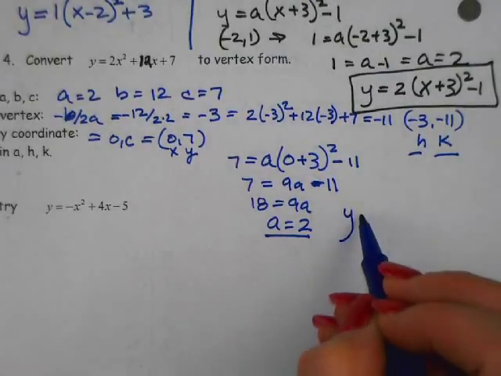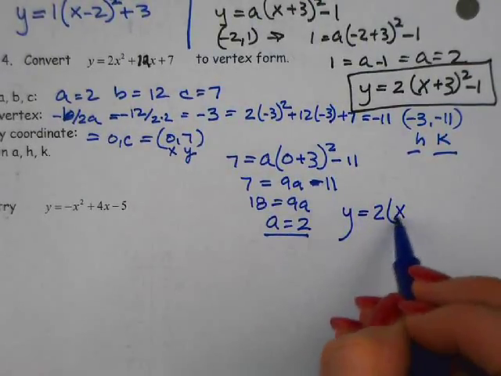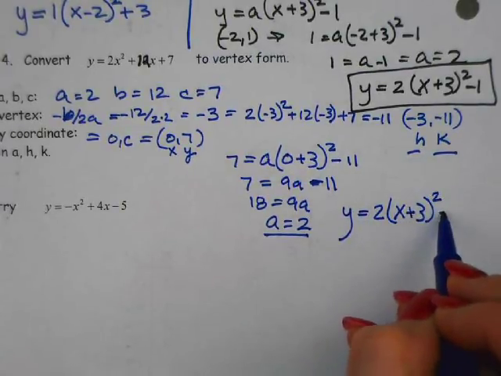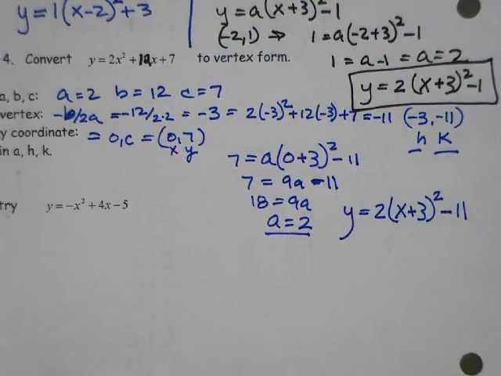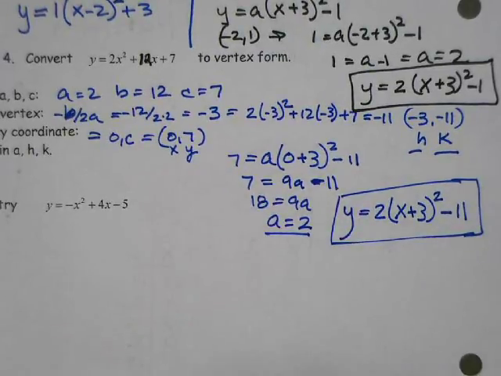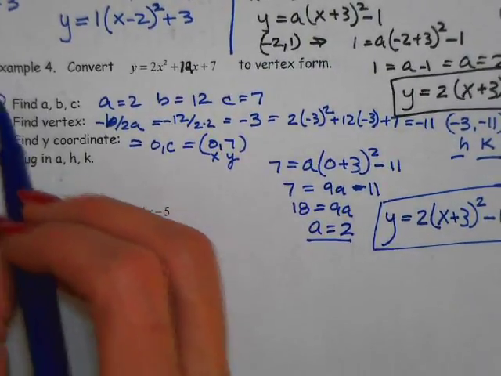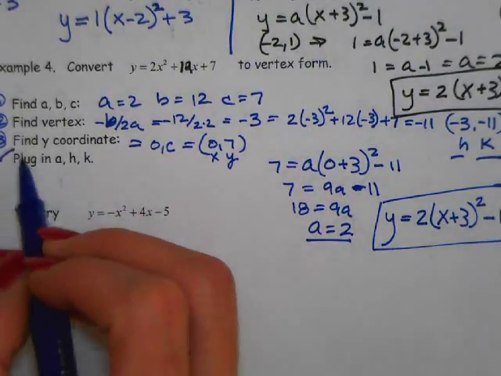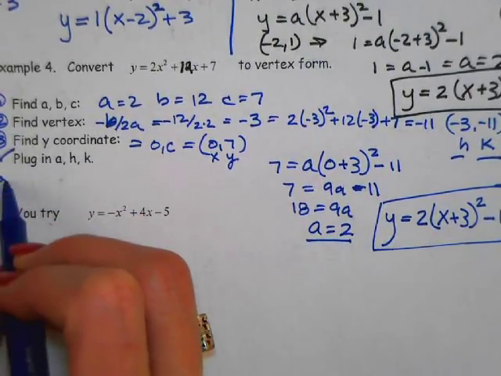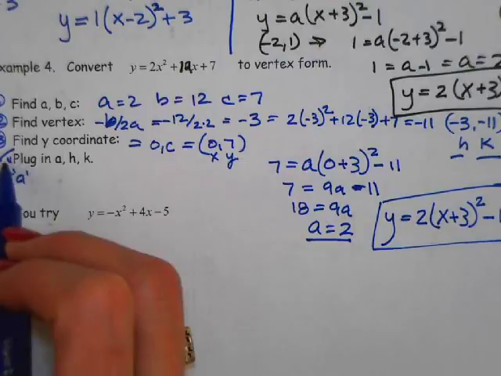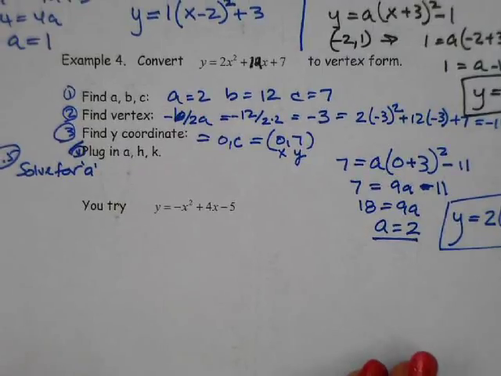So now you write your equation, y equals 2(x minus -3, which is plus 3) squared minus 11. Okay? Does that make sense? So this is just follow the directions. 1, 2, 3. Actually, I would put in between these two, solve for a, and then plug in. So I'd make that 3.5, and then make that 4. Okay? Yes?